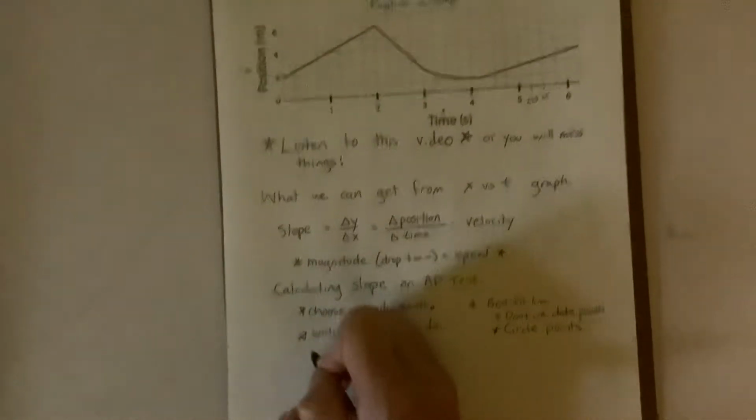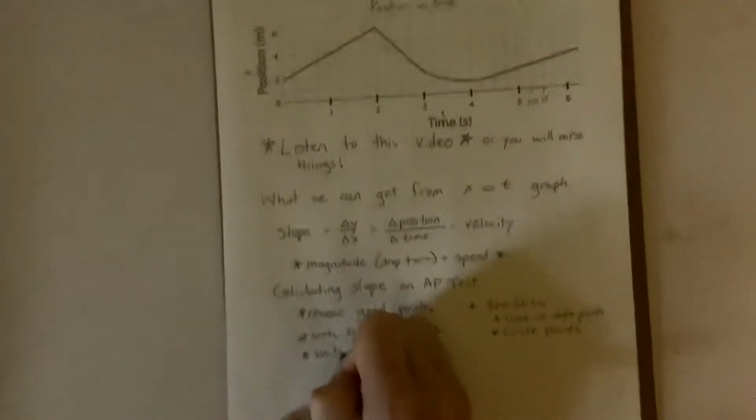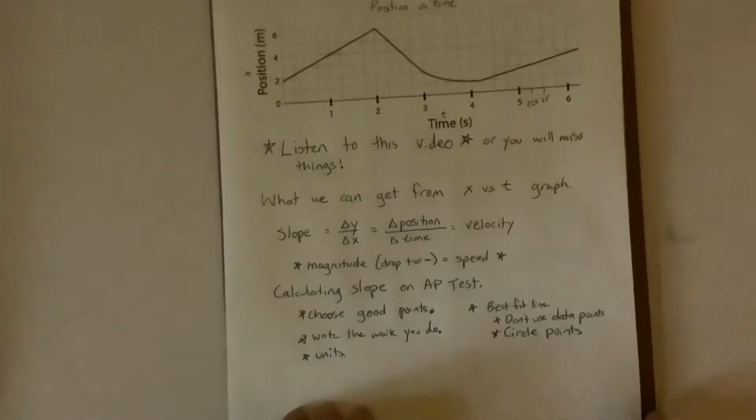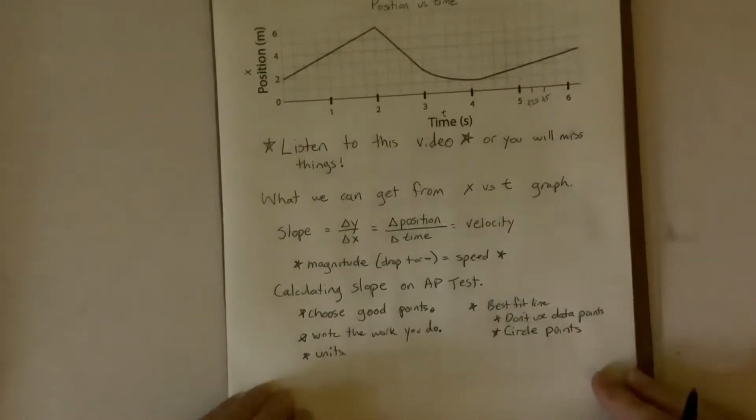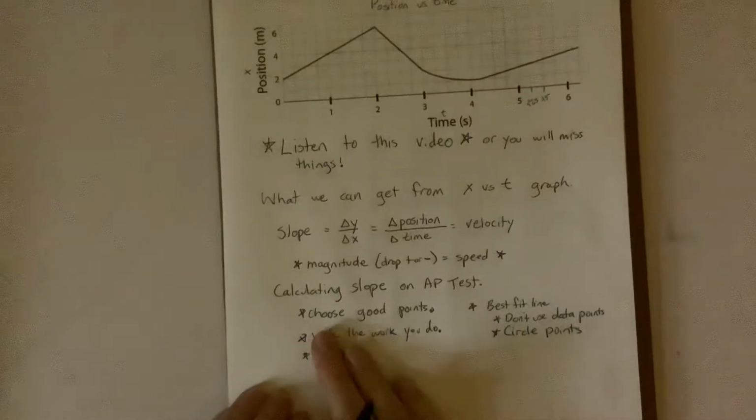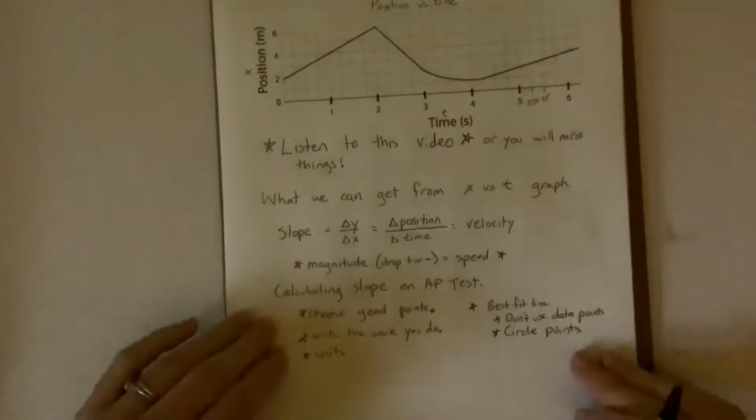And make sure you include units on your answer. That's going to help you out too. I think in all of my grading, leaving a unit off meant I didn't give the point. So make sure that you don't leave your unit off. Okay. So let's practice that. So we're going to choose some good points. We're going to write the work that we do, and then we're going to do it.